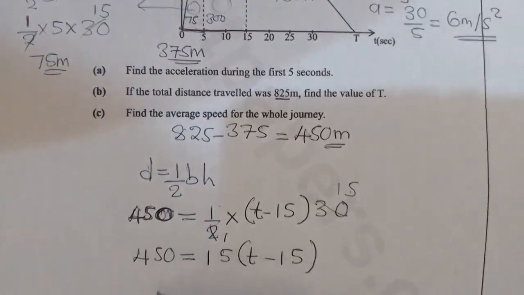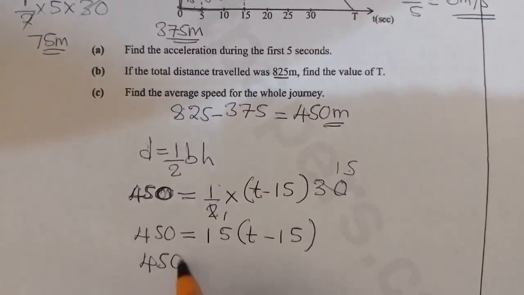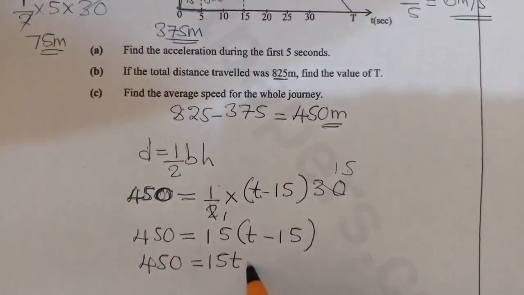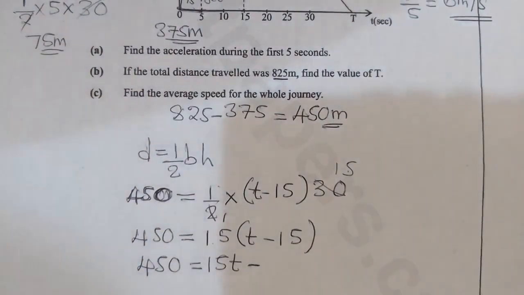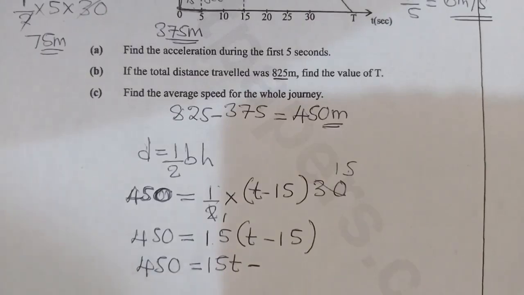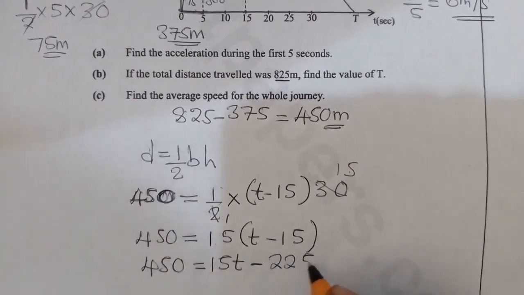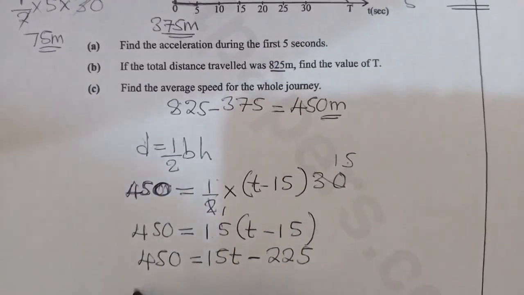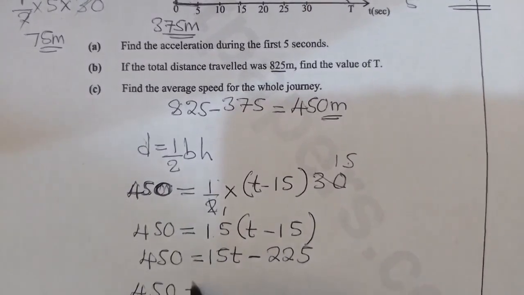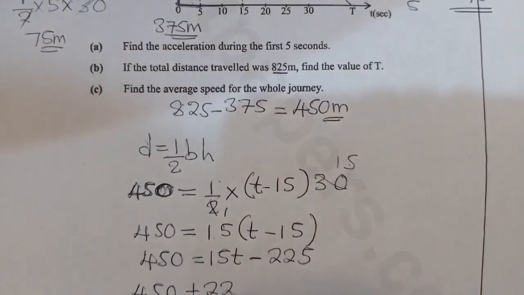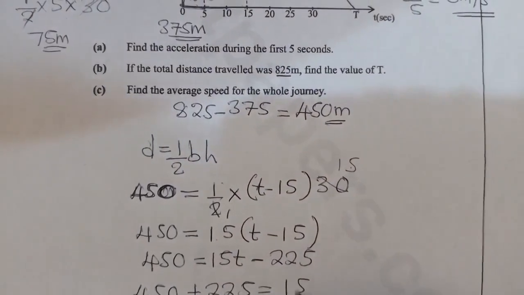Then I say 450 is equal to 15 times t, which is 15t, then minus. What am I going to have? 15 times 15 is 225. So I group like terms. I say 450 plus 225 is equal to 15t.